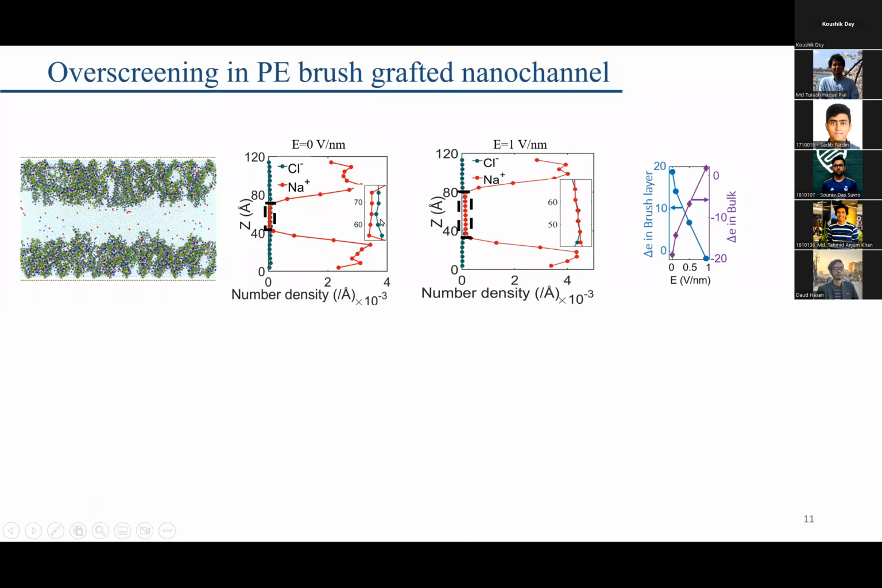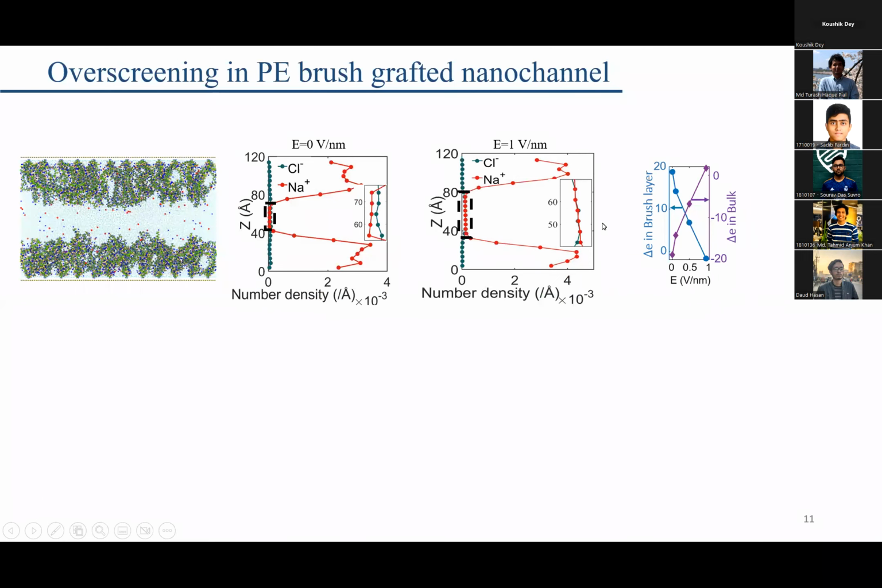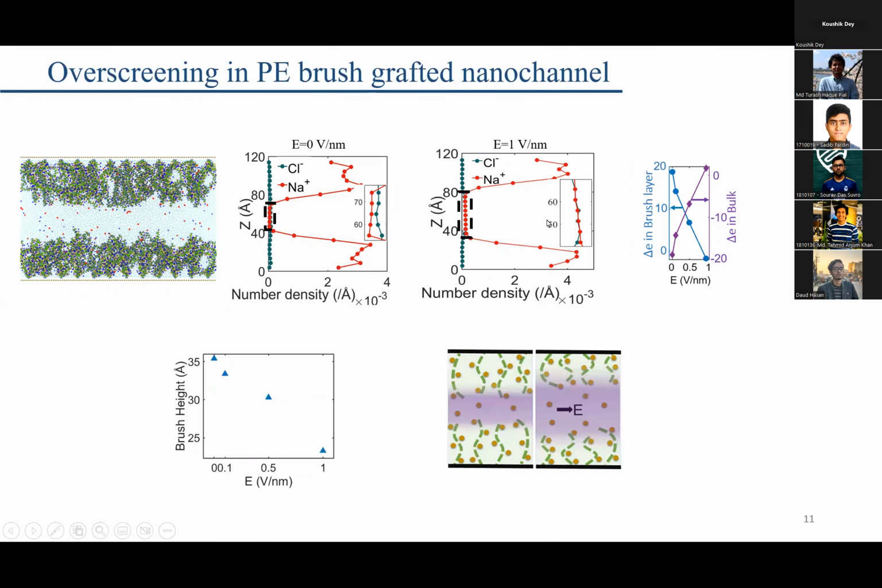So here that describes why we have chlorine dominated flow. As we have more negative chlorine ion, our flow is in the direction of the chlorine, but we don't know why our flow is counterion dominated when we have an equal number of chlorine and sodium ion in the bulk. I will explain this a little later. So first, let me explain why this number density or distribution of chlorine and sodium changes.